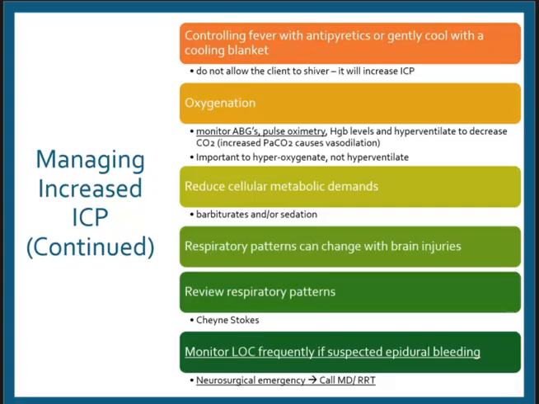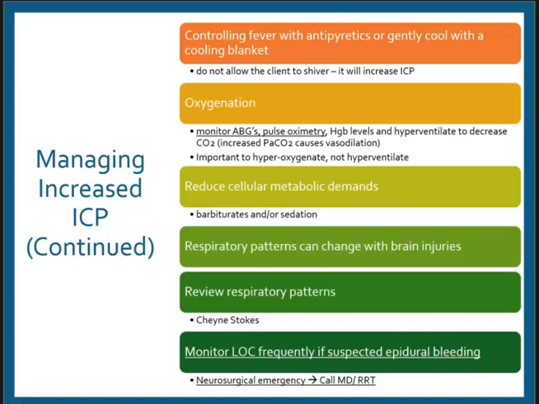Oxygenate. So make sure your ABGs are in normal limits. If there is a lot of acid building up, we know that cellular death is occurring. Hemoglobin levels, and hyperventilate to decrease CO2. Increased CO2 causes vasodilation, cellular death. Important to hyperoxygenate, not hyperventilate.